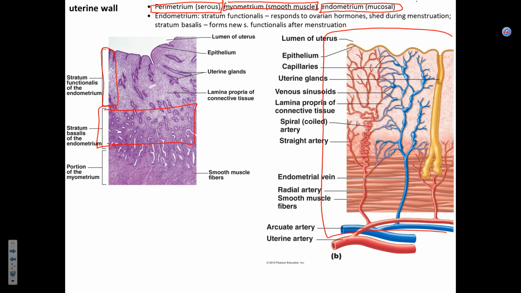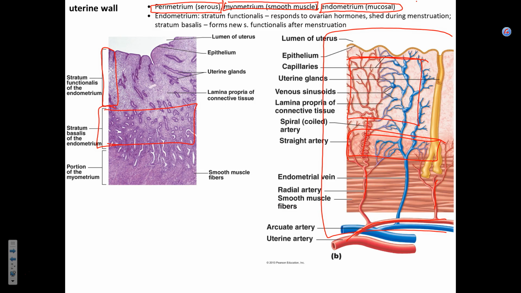Blood vessels, like this arcuate artery, branch into the radial arteries, which then develop into straight and coiled arteries. Basically what happens, stratum basalis contains all those blood vessels, straight and spiral arteries that branch into the sinusoids in the stratum functionalis. Does that make sense?